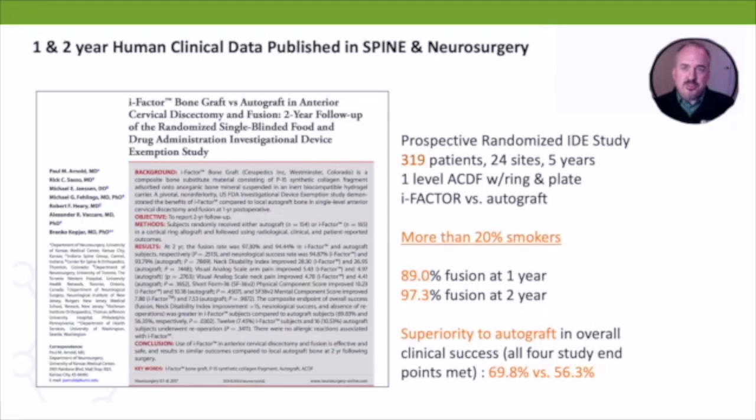And this caught my attention for several reasons. A high level of evidence with more than 300 patients in a multi-center IDE study, both prospective and blinded, with good controls by well-respected peers. No bone marrow aspirate was needed. More than 20% of these patients were smokers. Most importantly, 97.3% fusion rate at 2 years with no safety issues. Based on this evidence, I switched to iFactor, drug-device combination bone graft.